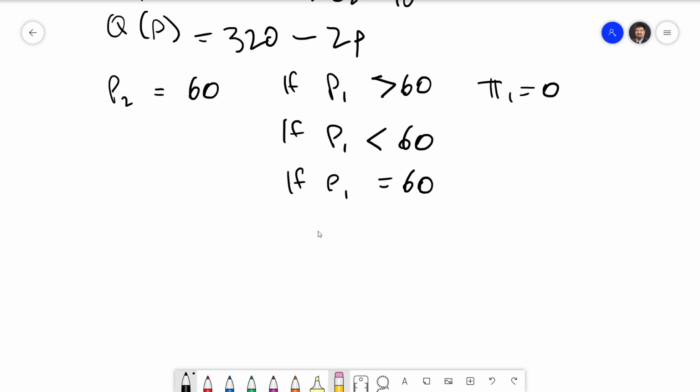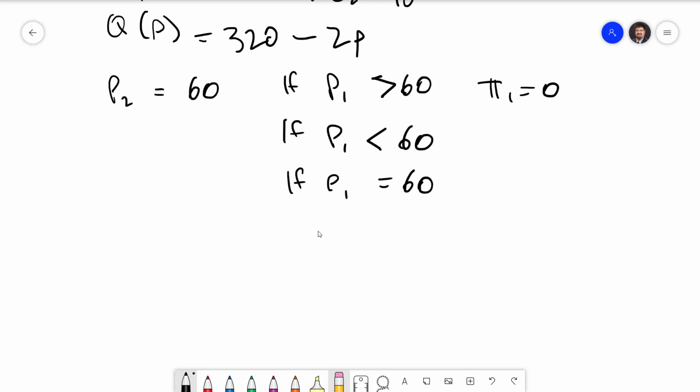Clearly, pricing above 60 would not be the best choice. Pricing exactly at 60, they split the market, but if they priced slightly under 60, the tiniest amount under 60, they would take the entire market, and that would be the most profitable option. So could that be a Nash equilibrium?